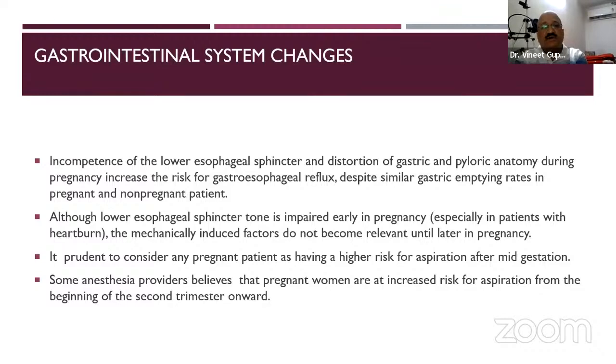GI system: incompetence of the lower esophageal sphincter and distortion of gastric and pyloric anatomy during pregnancy increase the risk of GI reflux, despite similar gastric emptying rates in the pregnant and non-pregnant patient. Although lower esophageal sphincter tone is impaired early in pregnancy, the mechanically induced factors do not become relevant until later in the pregnancy. It's prudent to consider any pregnant patient as having a higher risk for aspiration after mid-gestation.